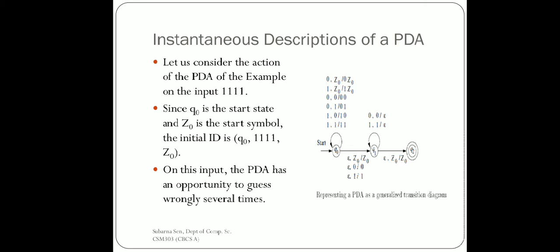On this input, the PDA has an opportunity to guess wrongly several times. Obviously, it may first guess that it will move to the new state, it may remain in the same state, whatever. So, what are the guesses possible? And which path is ultimately the right path? After guess, so many guesses are all possible guesses. We ultimately have to come out with the correct path to design the PDA.